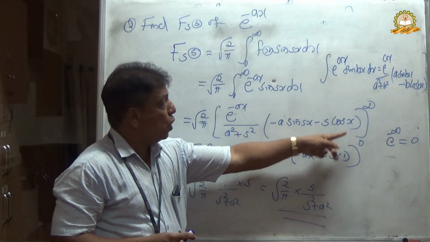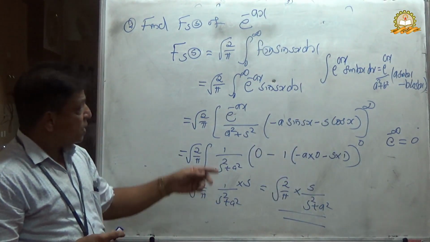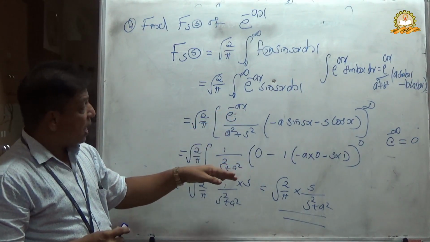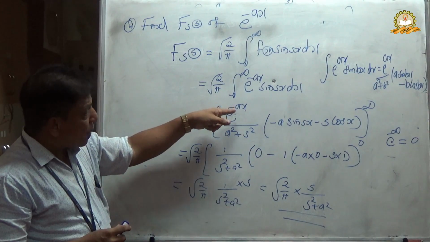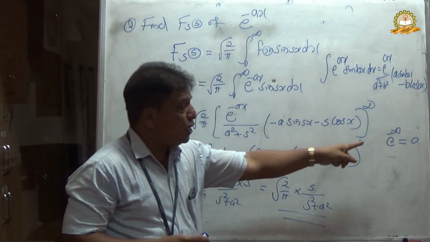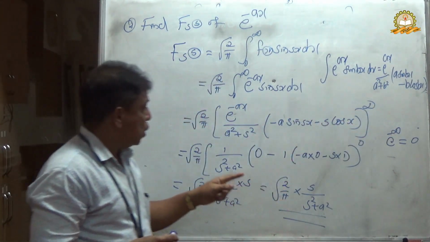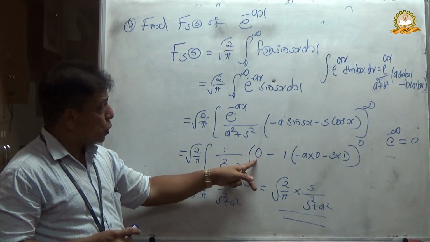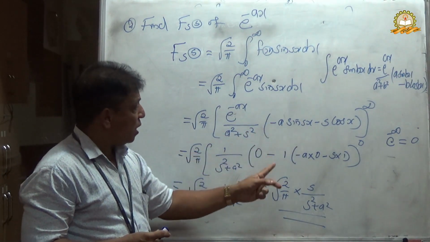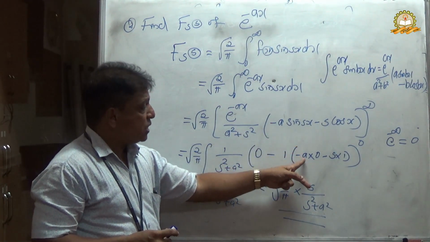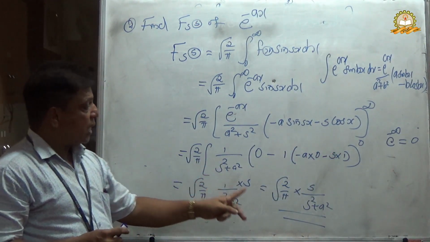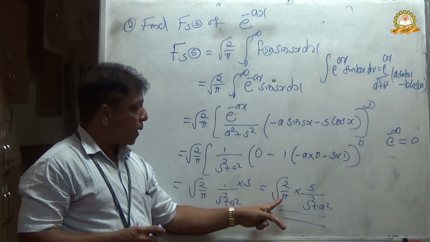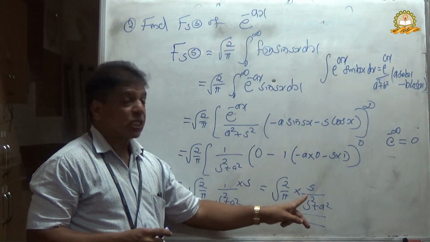Lower limit will be 0, upper limit will be infinity. The integration part is over. Then applying the upper limit and lower limit. When we apply the upper limit, e raised to minus infinity is equal to 0. Therefore, the upper part will be 0. When we apply the lower limit, 1 into minus a into 0 minus s into 1. Simplifying, you will get the result as root of 2 by pi into s by s square plus s square.